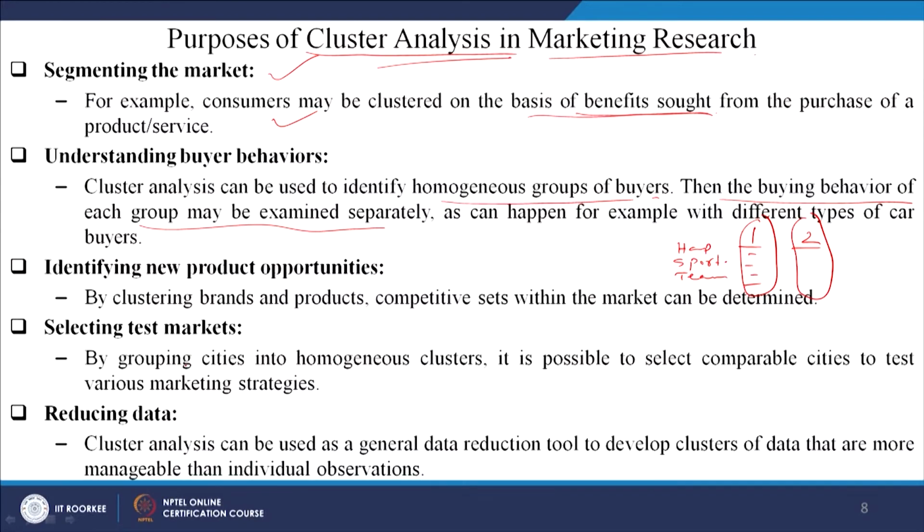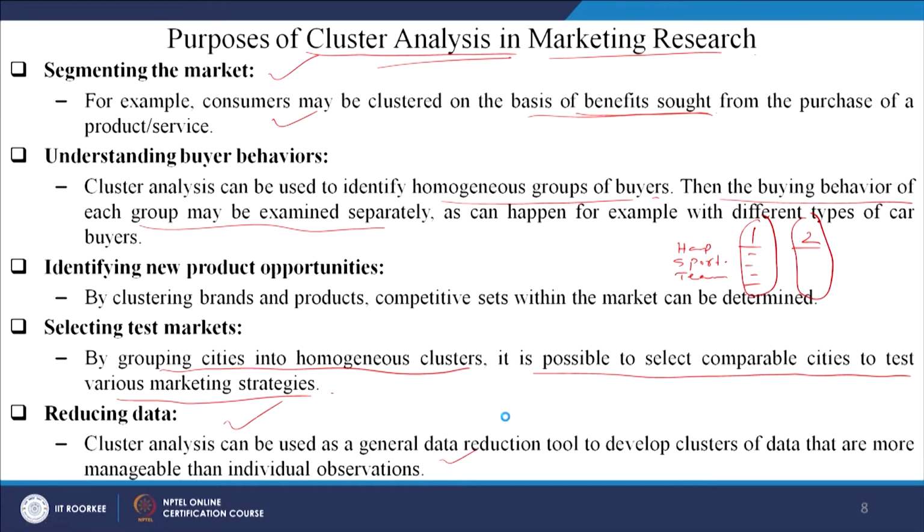Sometimes test markets are selected on the basis of clusters by grouping the cities into homogeneous clusters. So it is possible to select comparable cities to test various marketing strategies. So what you can do is create a cluster of cities. Any city that falls in a particular cluster is similar, right. So if my target segment falls into cluster 1, let us say, and in cluster 1 there are 5 cities, I can select any one of them and use it as my test market.